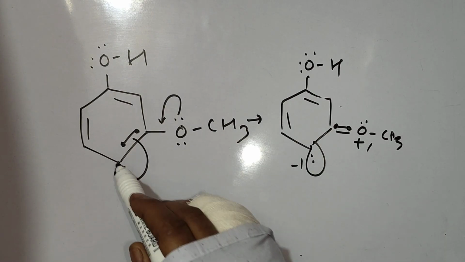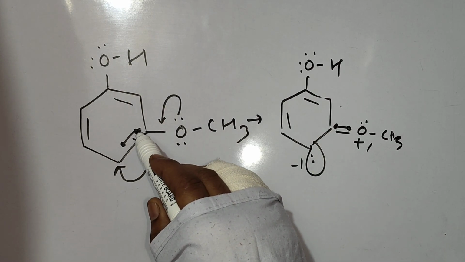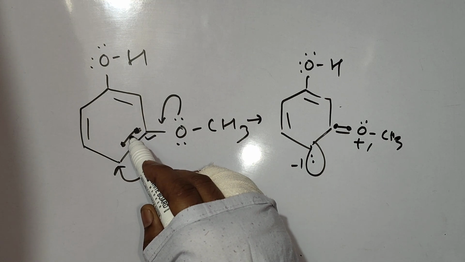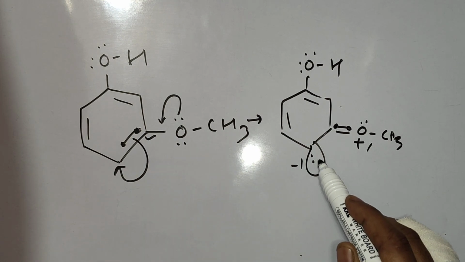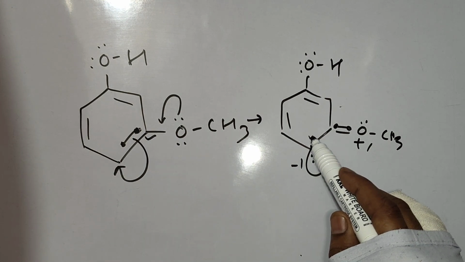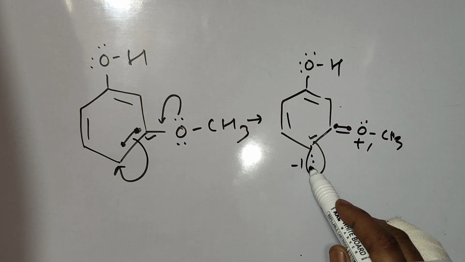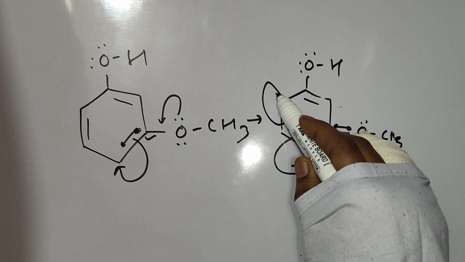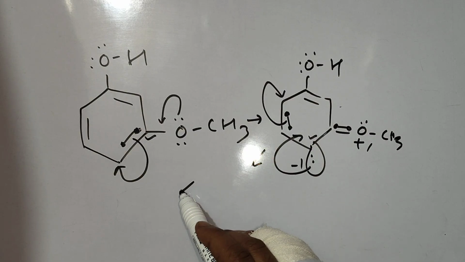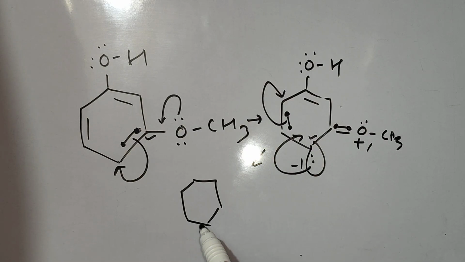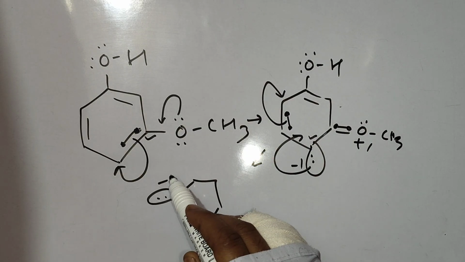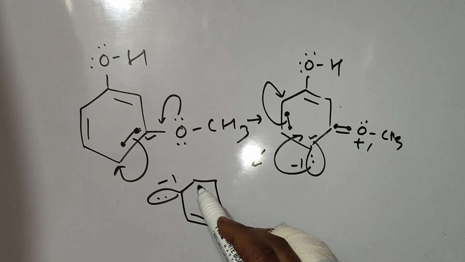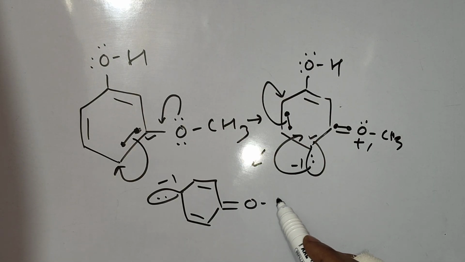Now this carbon is carrying -1 charge, because this electron was of this carbon and this electron is completely transferred onto this carbon, so -1 charge. This carbon is getting an extra electron. Now further movement. Rest of the molecule as it is, no change.